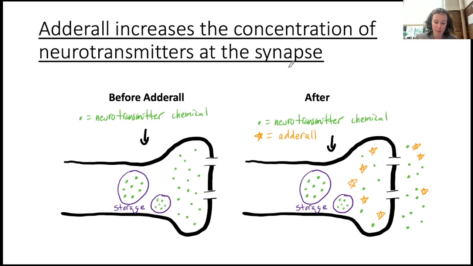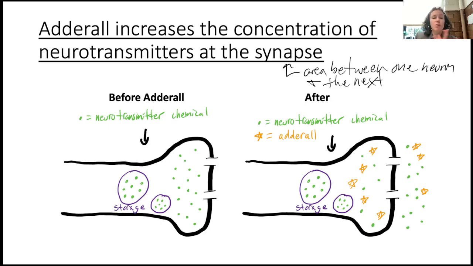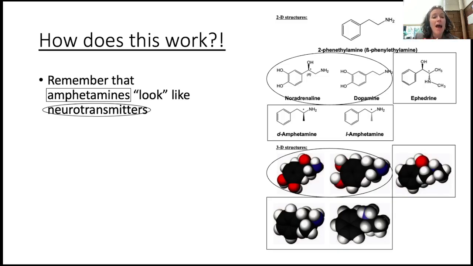And so the synapse is the area connecting the neuron. Let me actually rewrite this to make it a bit more clear. It's the area between one neuron and the next. So this is what is happening with Adderall. As a reminder, how this is working, folks, is that amphetamines, which I've boxed out here, look just like neurotransmitters that I've placed these ovals around.